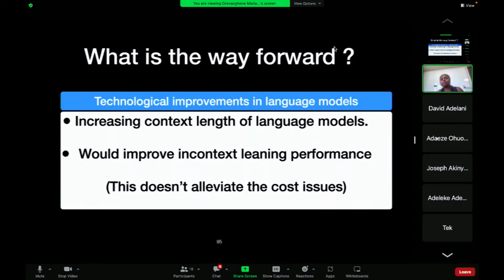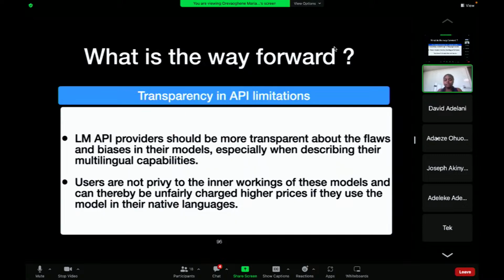Also, there's a lot of work in increasing context length of language models. There's Alibi, there are lots of works like that. But this would still not alleviate the cost disparity. It just means that I would have more tokens and I'll be able to feed them into the model, but I will still pay more.